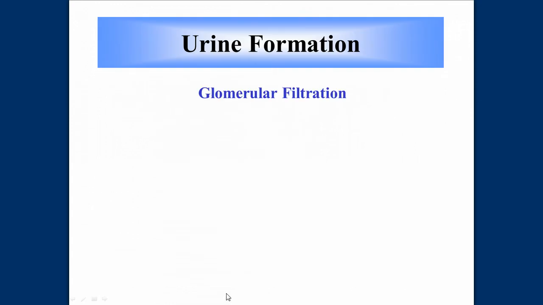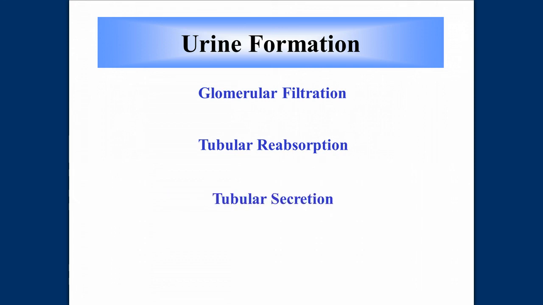Let's talk about urine formation. It really happens in three steps. They're a little bit complex, and we're going to go into those more in detail. The first step is glomerular filtration. The second step is tubular reabsorption, and the third step, tubular secretion.